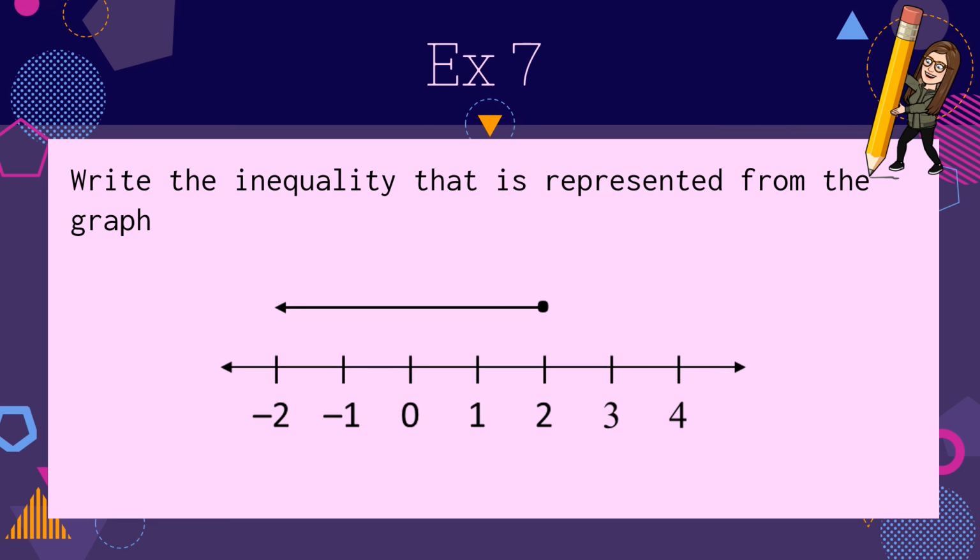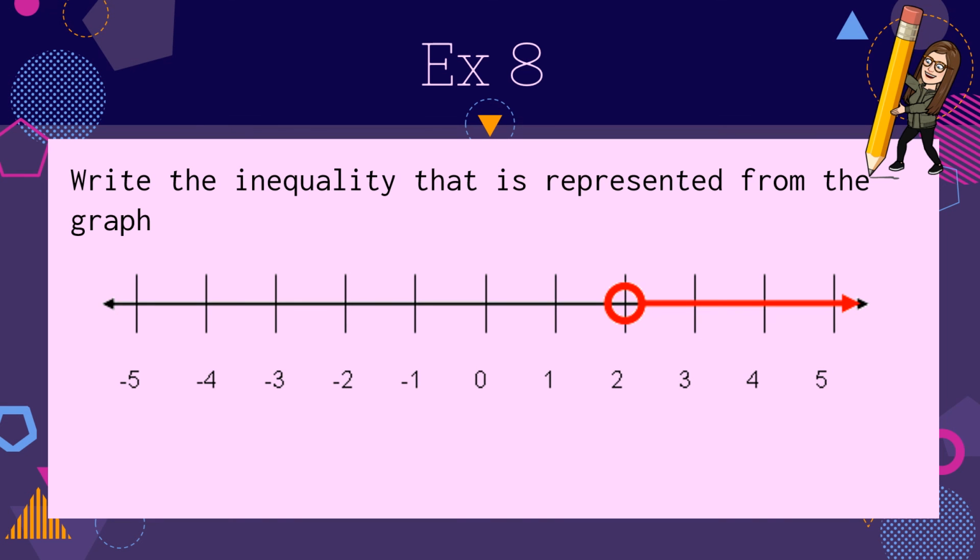Let's try another one. Letter, number, symbol. It's shaded in. It's going left. One more. Letter, number, open, going right.